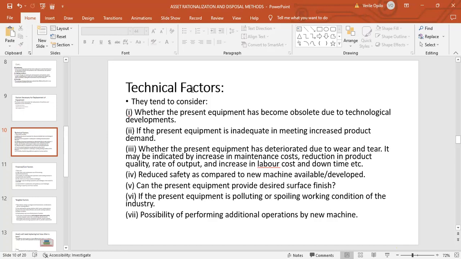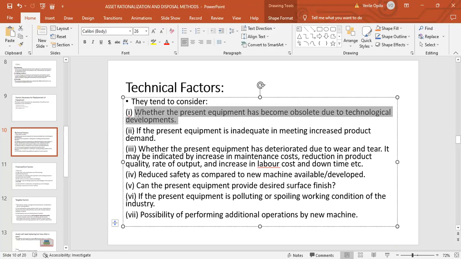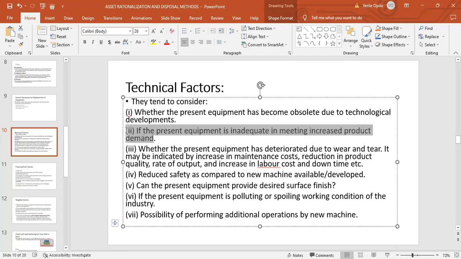So the first thing you'll consider is whether the present equipment has become obsolete due to technological developments. If it has become obsolete, it means that it is not able to provide the quality of goods and services that you desire, or what your competitors are also offering in the market.